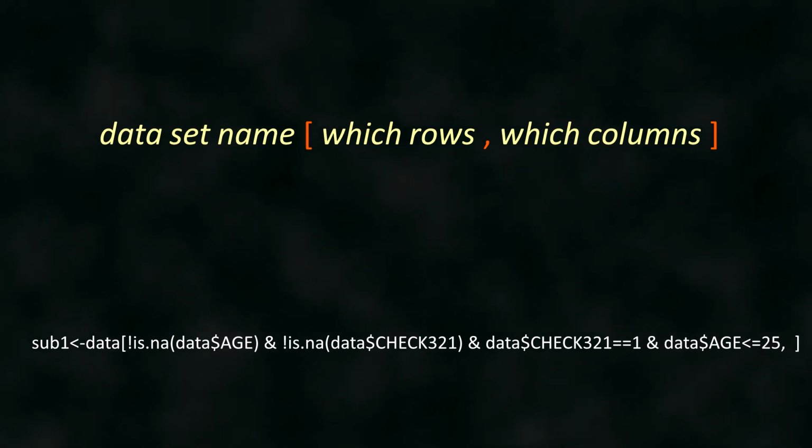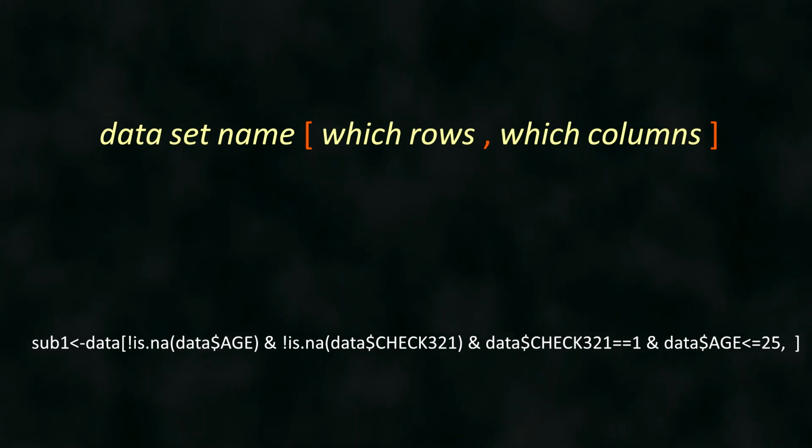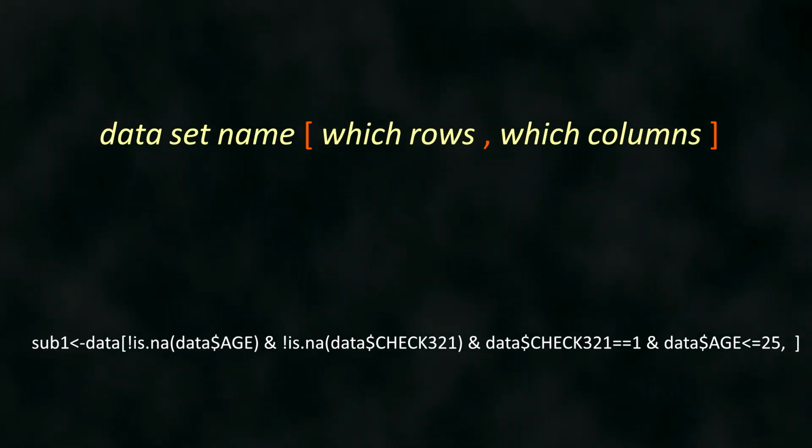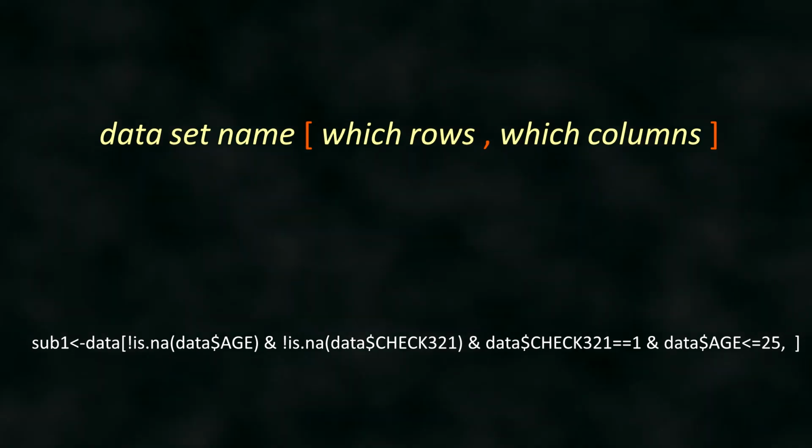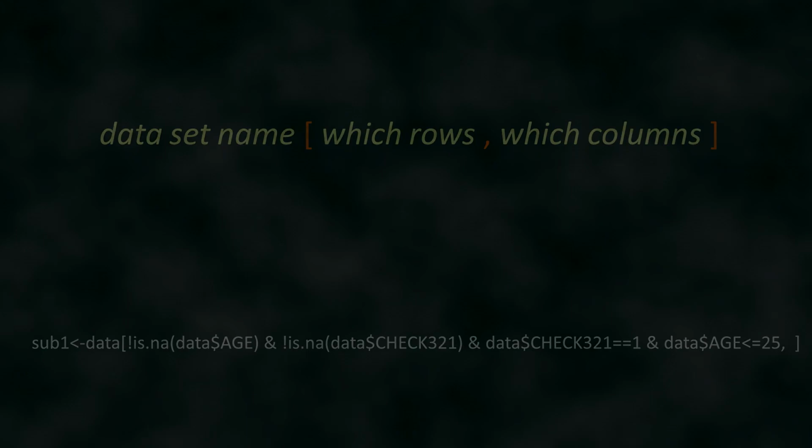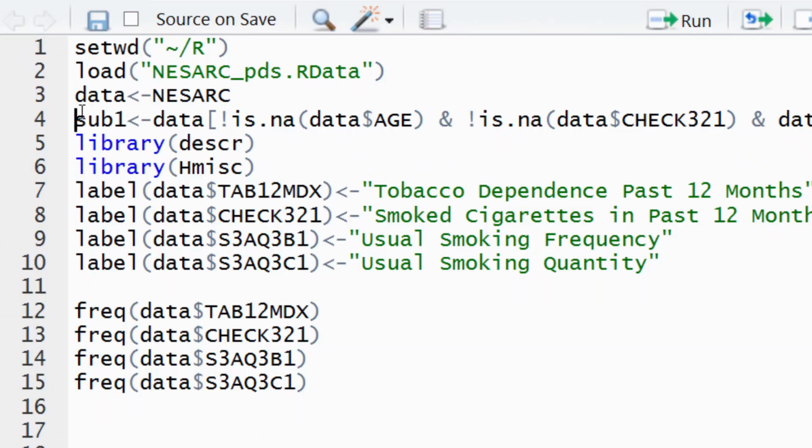We still want to include all the columns or variables, so we can leave a space after the comma and before the closing bracket. Even if you want to keep all the rows or all the columns from a data set, you'll still need the comma so that R knows whether what you specified refers to rows or columns. Now save and run this line of code that creates the sub1 data set.